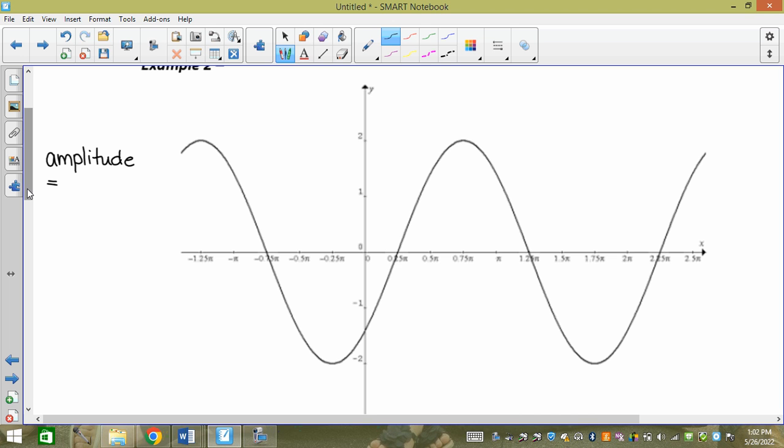So amplitude is the absolute value of the max, which is 2, minus the min, which is negative 2, divided by 2. Negative 2 minus the negative 2 is 4. Absolute value of 4 is 4. 4 divided by 2 is 2. We could also count it. 1, 2, 3, 4 to get me to the top, correct? Divided by 2 is 2. So we can just count the vertical distance and divide it by 2.